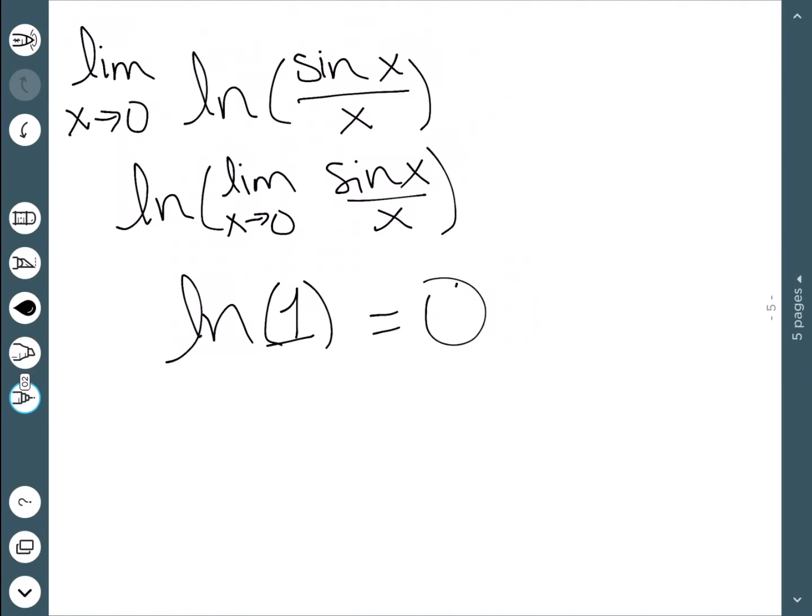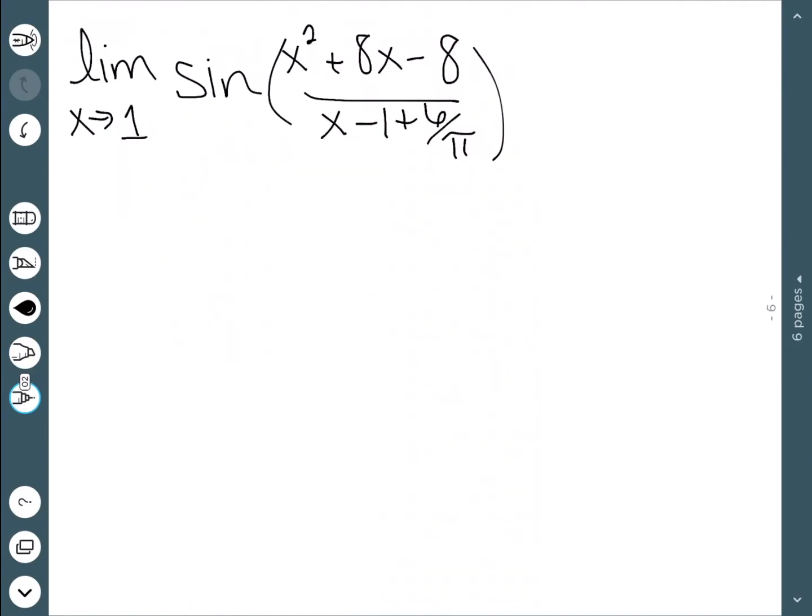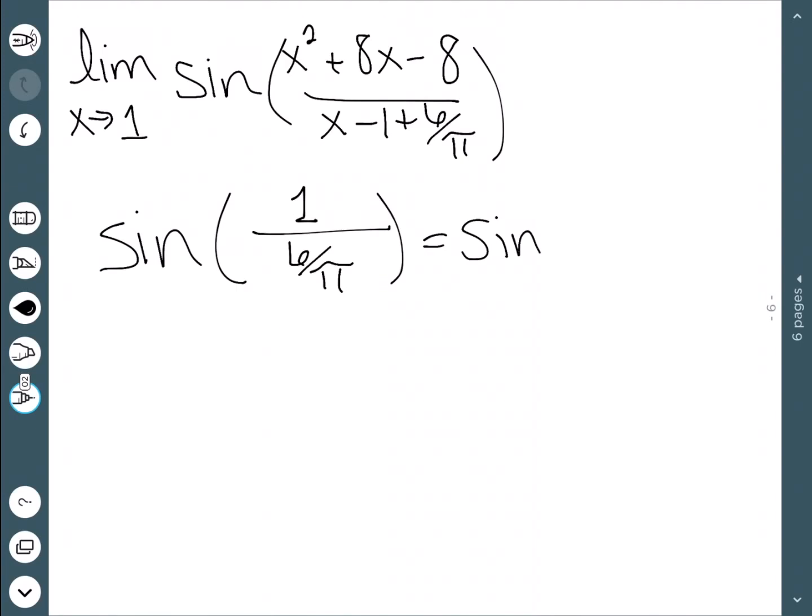So let's look at another example. Here I have the limit as x approaches 1 of sine of x squared plus 8x minus 8, all divided by x minus 1 plus 6 over pi. And this looks super confusing, but remember, we can just stick in 1 for x in order to take that limit. So on the top, I have 1 plus 8 minus 8, which is 1. And on the bottom, 1 minus 1 plus 6 over pi, which is just 6 over pi. When we're dividing fractions, we flip the denominator and multiply, so we end up with just sine of pi over 6. And when we take that sine of pi over 6, we just get 1/2. So we have our limit.